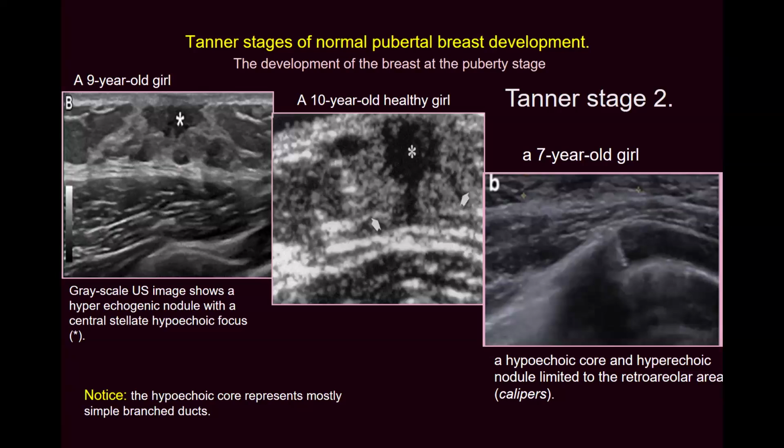But at the end, this is Tanner stage 2, confined to the nipple areolar complex, with an area of hyperechogenicity and, in the central core, a hypoechogenic nodule or whatever. And this represents what? These are the complex branching ducts embedded in the stroma. Okay.